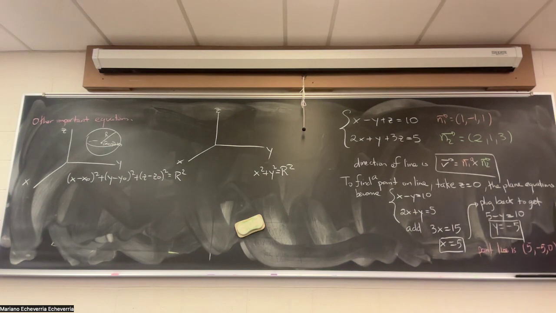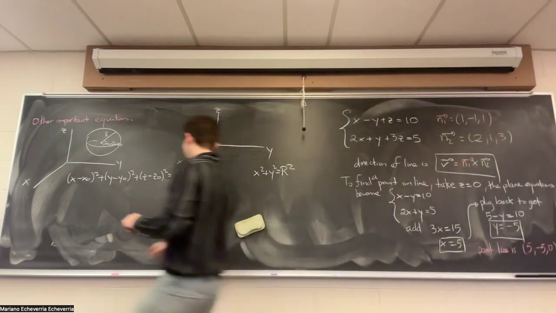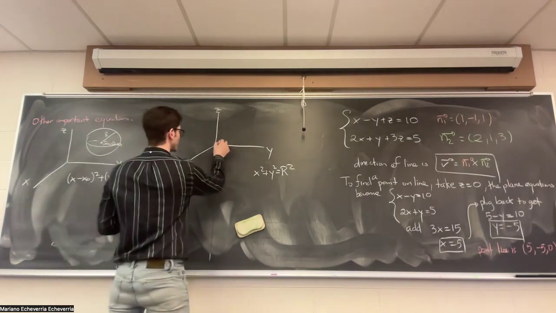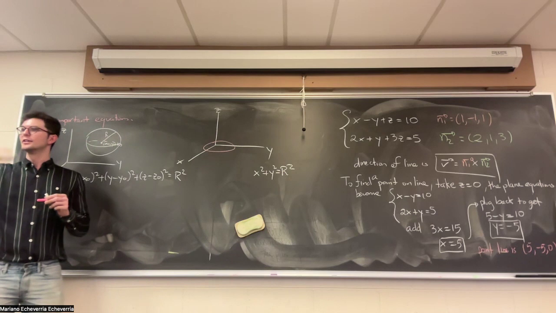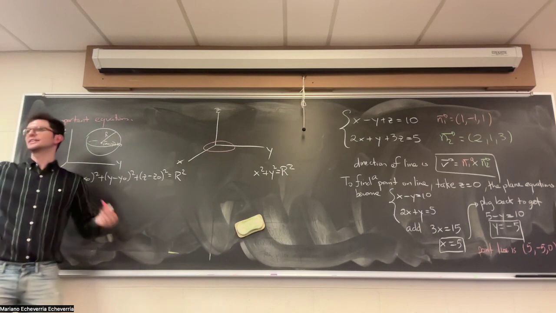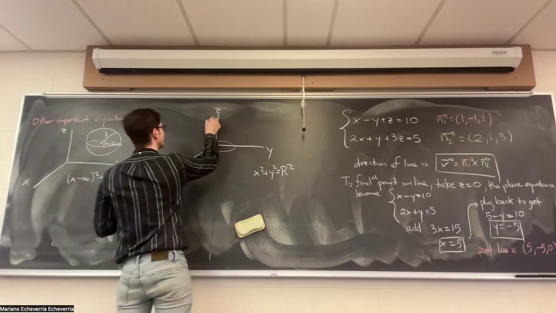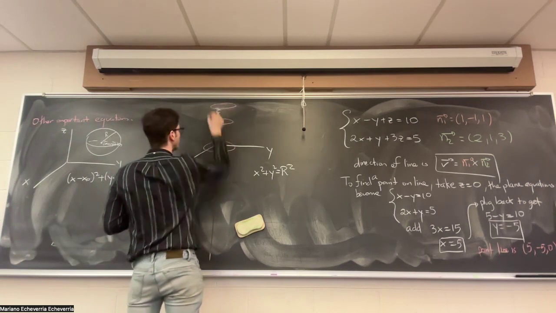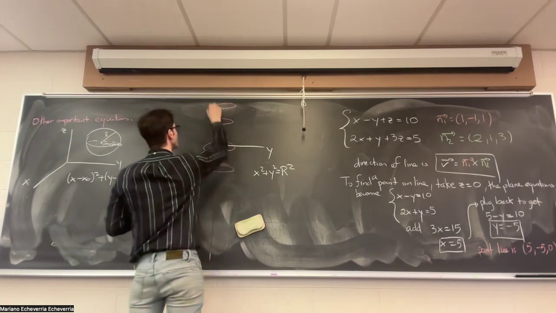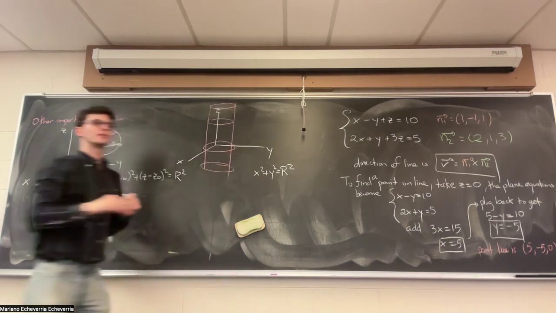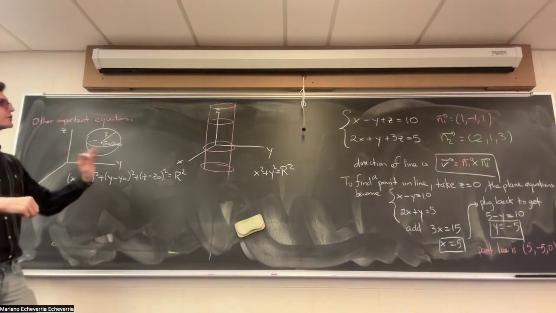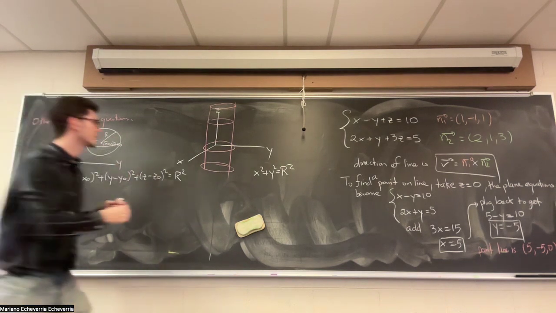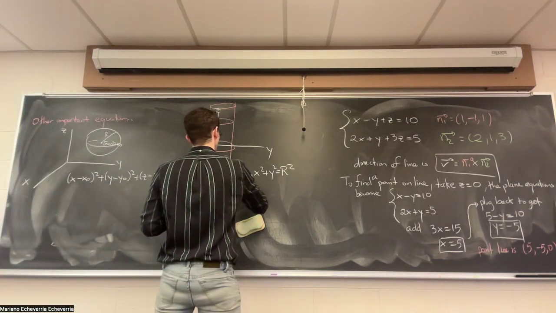It's a tricky question because on the xy plane, this is just a circle of radius r. But the thing is, there's no z variable. That means that for each value of z, you get the same circle, so you get copies of the same circle all along the z axis. That's how you end up with a cylinder. Because we're working with three variables, you should think of an equation like this as a cylinder.